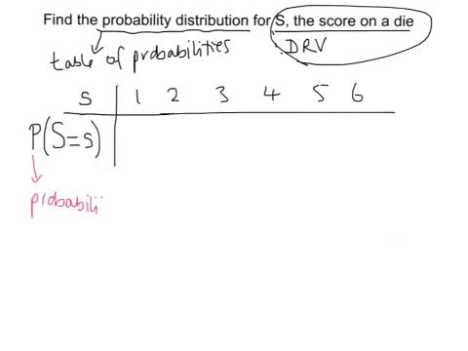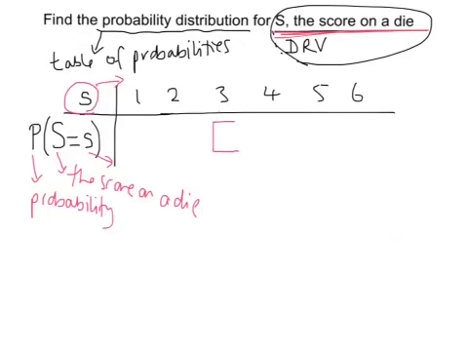So I want the probability that my capital S, which is here, the score on a die, is equal to one particular value. And I've put the particular values here. All right, there they are, 1, 2, 3, 4, 5, 6. So if I were to fill this one in here, I'm wanting the probability that the score on a die is equal to 3. Well, we can all do that, can't we?